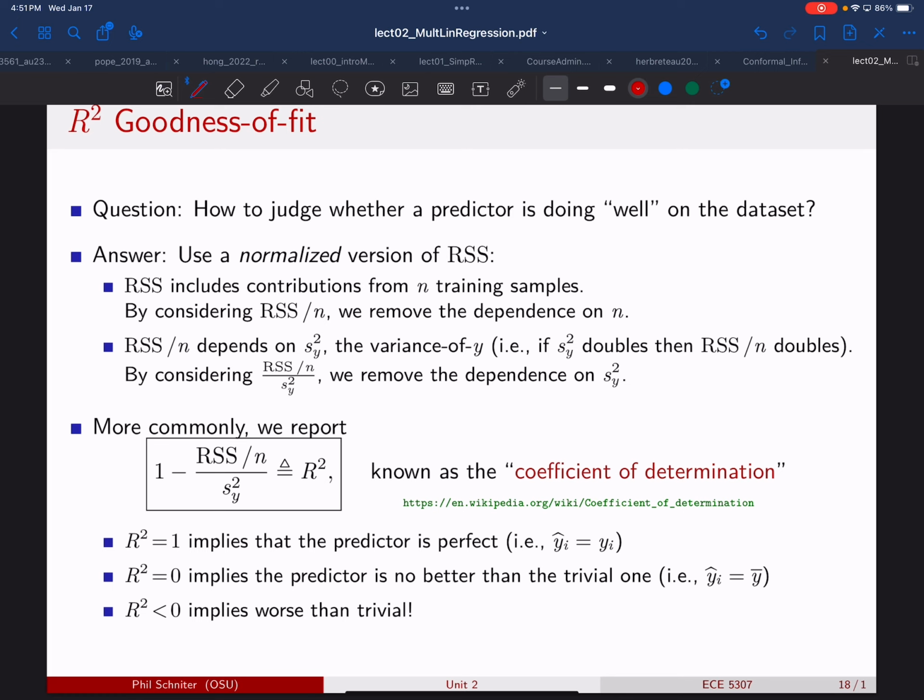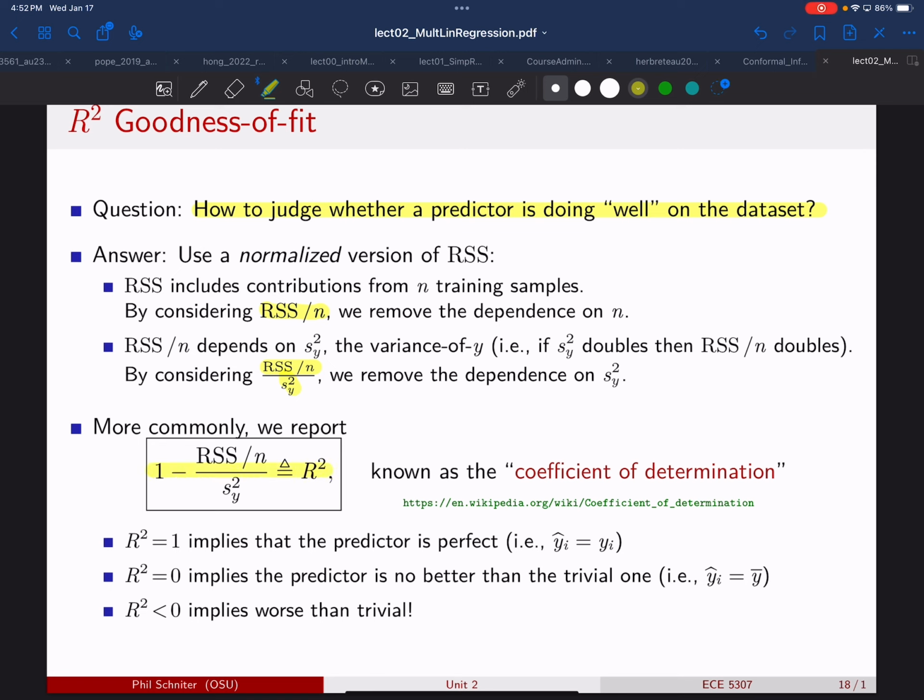Another question we could ask is the same we asked in the last unit. How do we know whether the predictor is doing well? It turns out this slide is identical to the one of the last unit. We're going to use this normalized RSS. We're going to first divide by the number of training samples, then divide that by the variance. As a result, this new quantity will be interpretable for any number of training samples or any size of the targets. But what people usually do is go one step further and subtract that thing from 1 to make r squared.